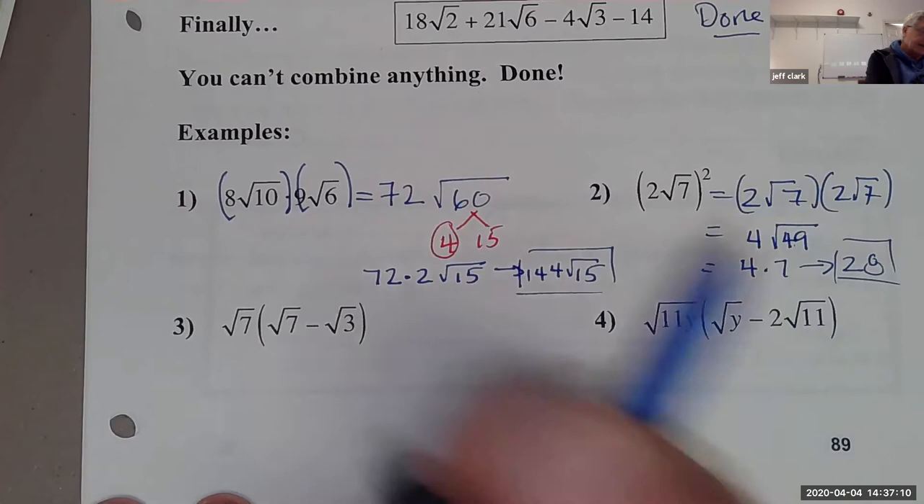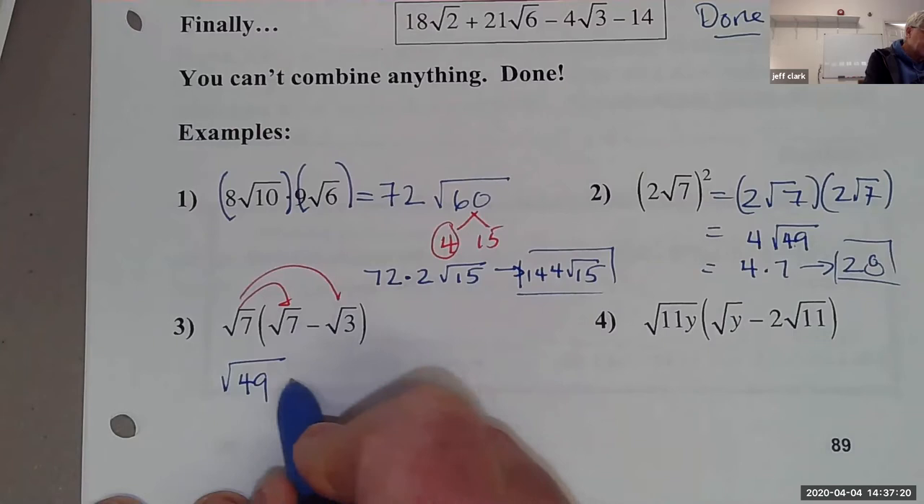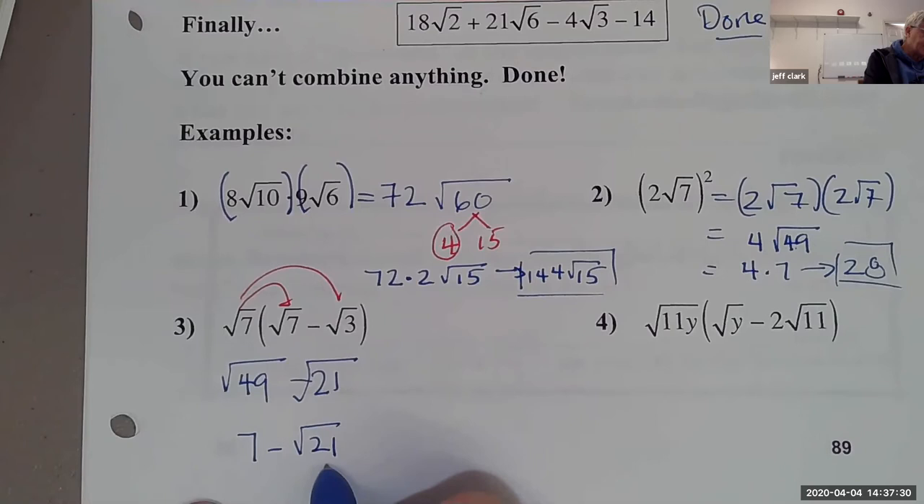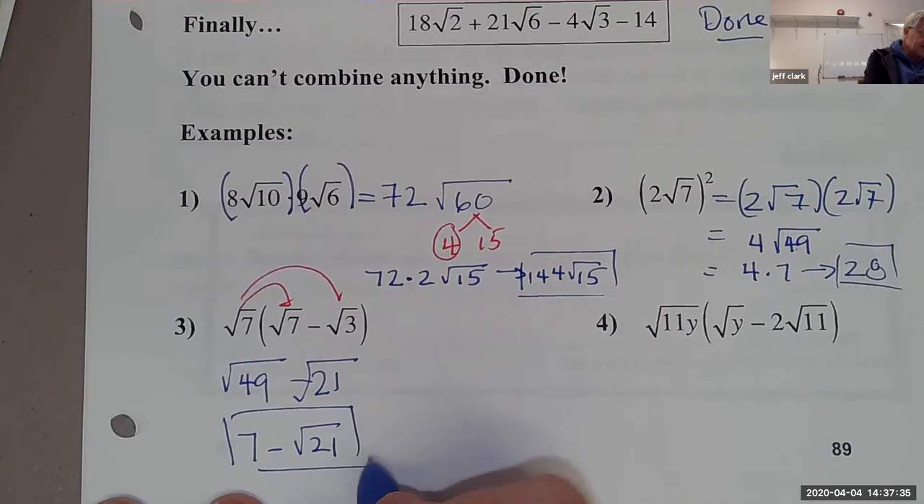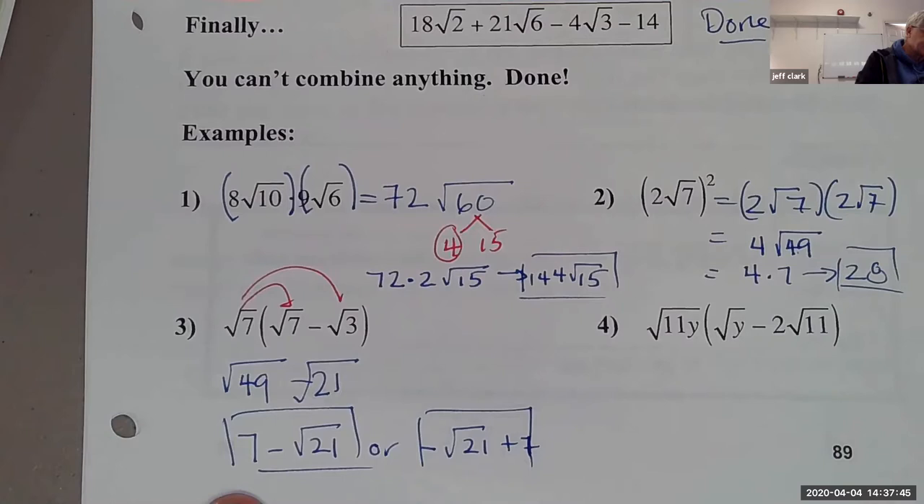Okay, this one here, I'm going to distribute. That's root 49 over here minus root 21. And that's 7 subtract root 21. There's nothing you can pull out here. Yep, done. Or if you wanted to write this first, it could look like negative root 21 and then plus 7. So either version's okay. Went right over that, didn't I?